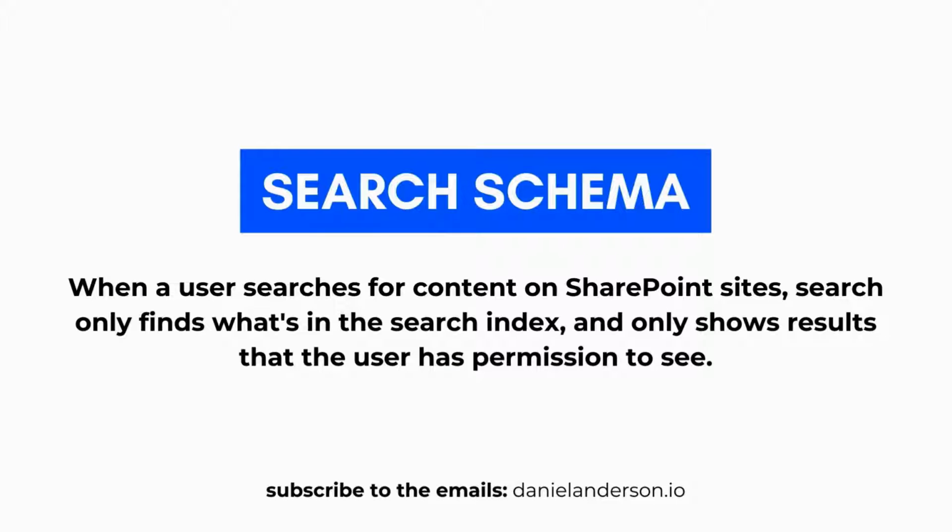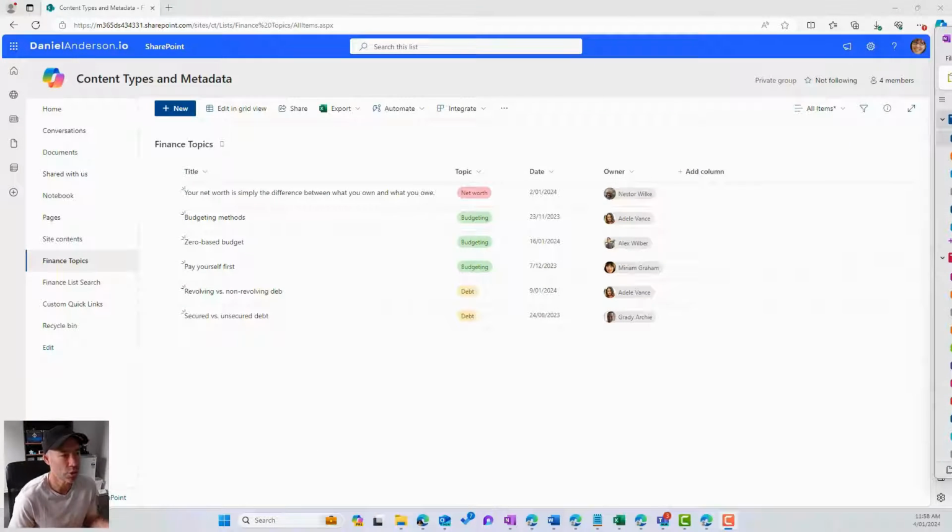So a little bit about the search schema here. When a user searches for content in SharePoint sites or across multiple SharePoint sites, search only finds what's in this search index and only shows the results that the user has permission to see. So remembering, in any search experience, it is security trimmed and users will only see the content that they have permission to see.